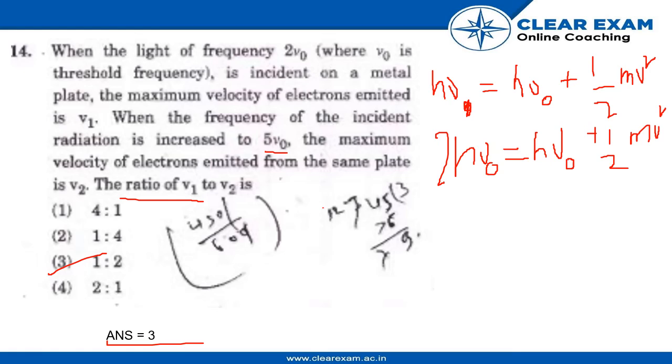Similarly with v2, we get half m v2 square equals h nu naught. So from 1 and 2 we get v1 square by v2 square equals 1 by 4. Then after simplifying it, we get v1 by v2 equals 1 ratio 2. That is our option number 3.